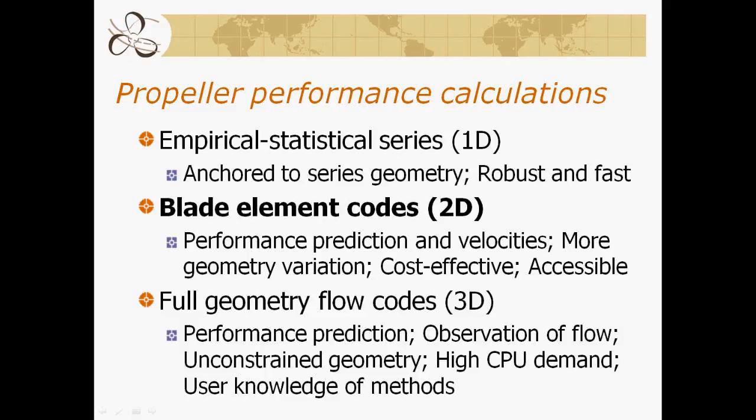Full geometry flow codes, CFD, extensive performance prediction. It's absolutely critical when you need to observe flow. Neither of the other two levels are able to observe flow, and neither of the other two levels allow for completely unconstrained and arbitrary geometry. This does come at a cost, however. It has a high computational demand, and it requires a level of user knowledge of the methods that's not necessary for empirical or blade element codes.